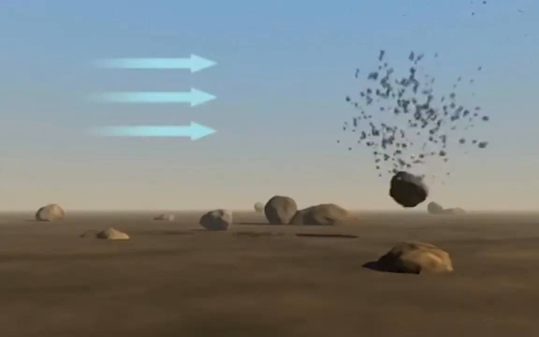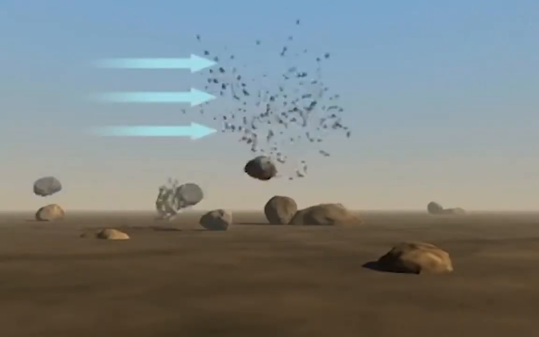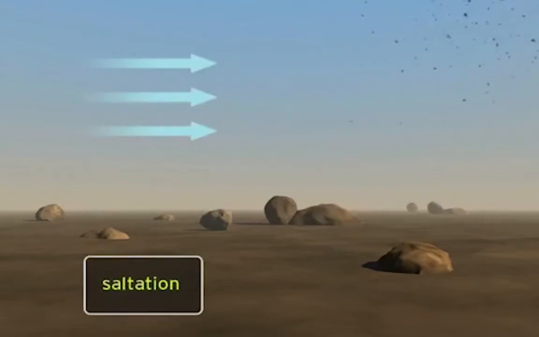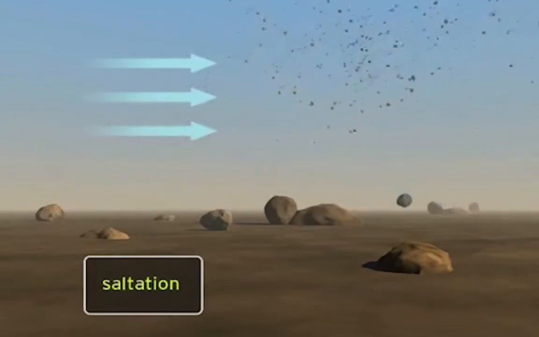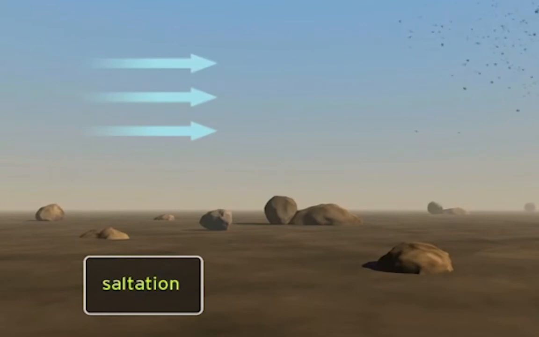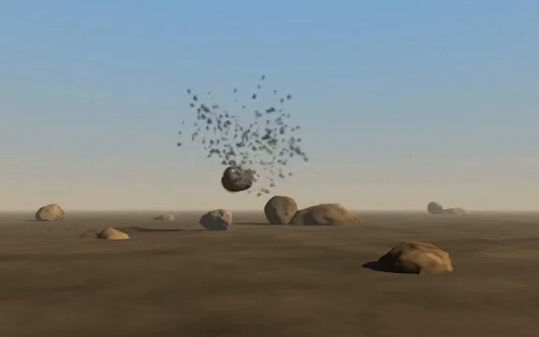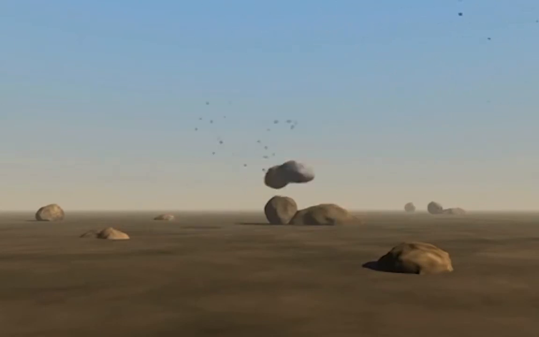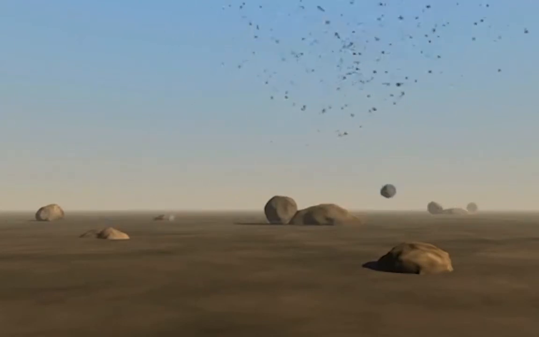Wind moving soil particles in a hopping or bouncing fashion is called saltation. With each bounce, the grains typically reach heights of less than 2 inches above the surface and move horizontally about 2 to 4 inches. The impact of the particles falling back to Earth dislodges additional soil that is sent in the downwind direction.